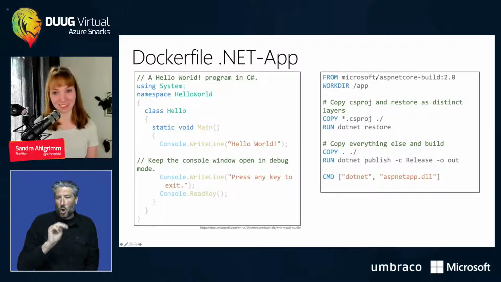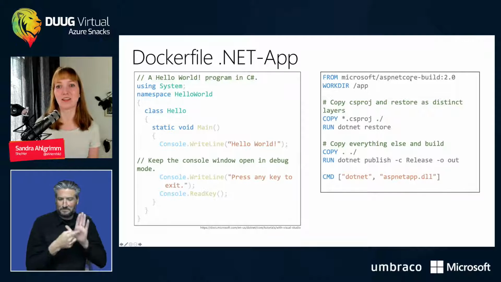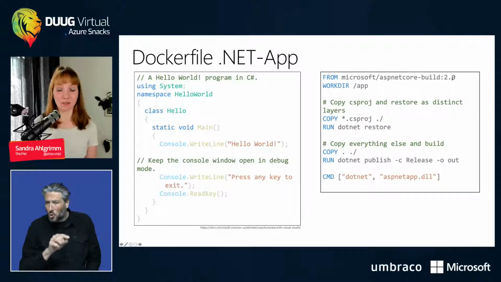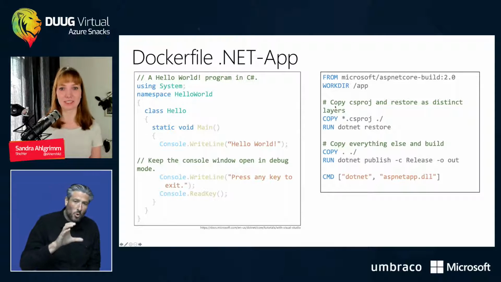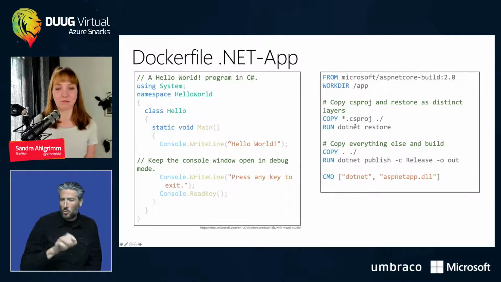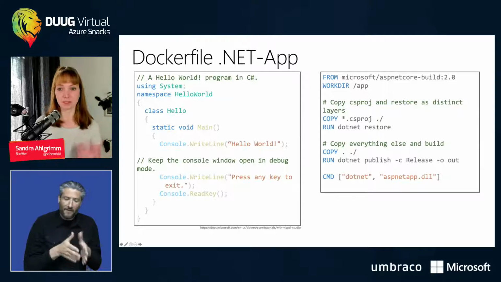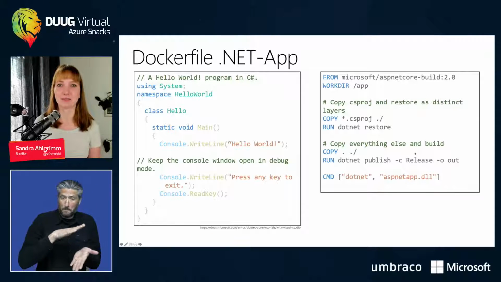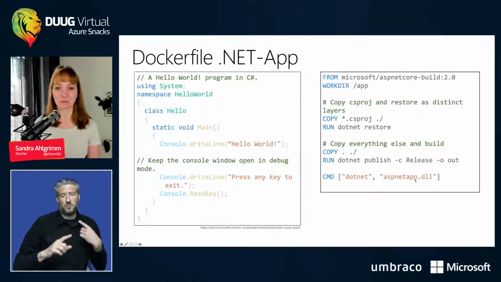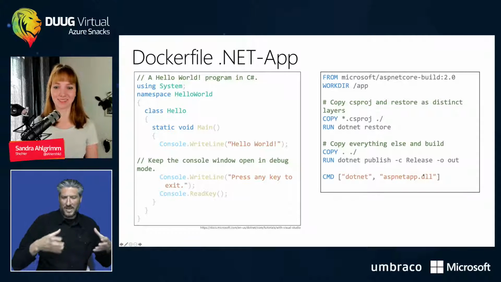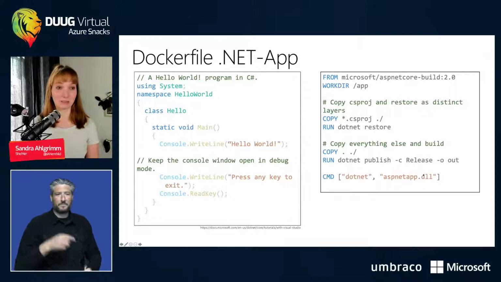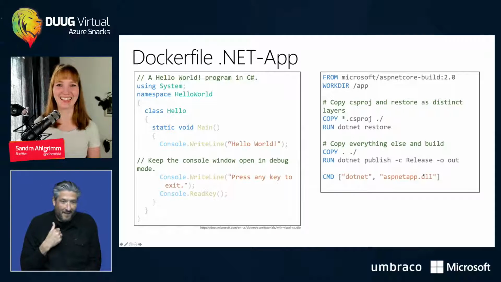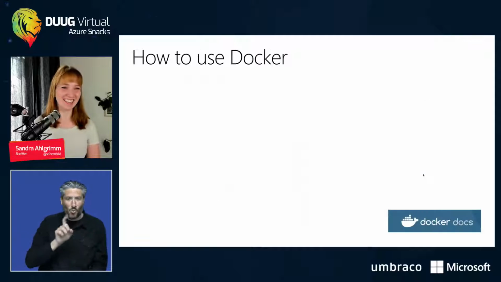So I still have my base image, which is Microsoft ASP.NET Core built with the version 2.0. I set my work dir, copy the CS project file, run dotnet restore to build my application, the DLL, which I then need after the publishing, and then run the app inside the container with dotnet aspnet.dll. I'm so looking forward to your questions, and please correct me then if I said anything wrong here.